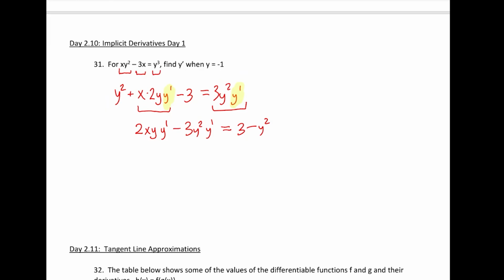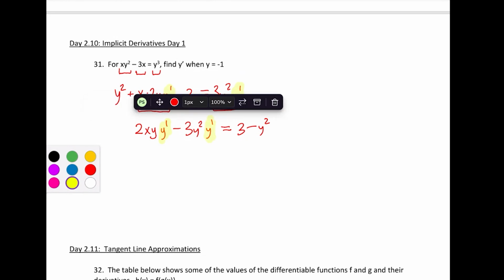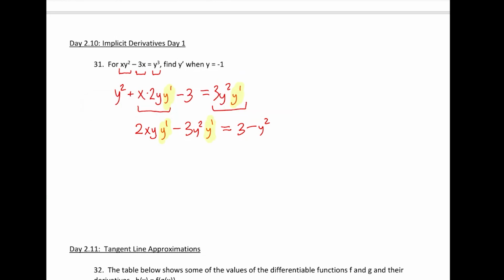So let's keep our eyes on the prize here. That y prime is what we're going for. That's the dy dx. That's the derivative. So we're going to factor that out as though it was a GCF. I mean, I guess it is a GCF, or at least part of the GCF. But we're basically going to use the distributive property in reverse, is another way to think about it.